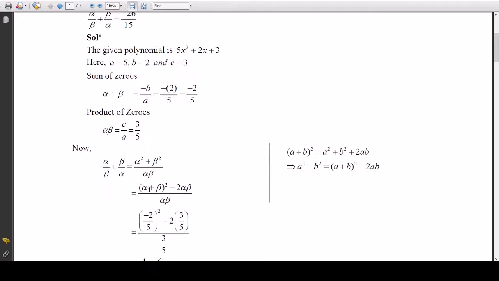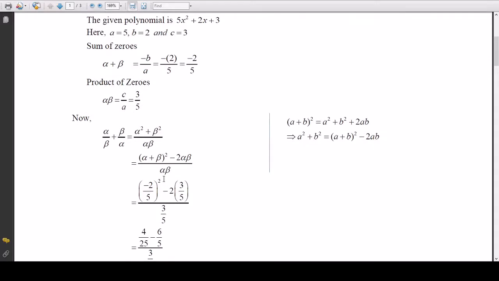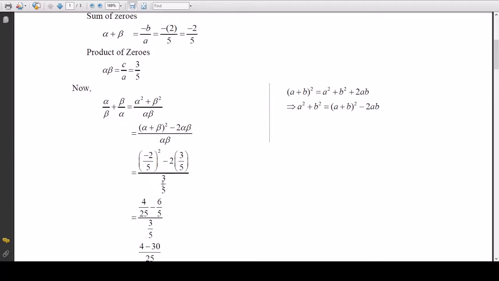Now here we'll substitute the value of sum and product of zeros. Sum is how much? Minus 2 by 5 whole square minus twice the product of zeros. Product of zeros is 3 by 5, divided by the product of zeros, again 3 by 5. Now minus square is plus, 2 square is 4, 5 square is 25. Now minus, here you have to multiply 2 with 3, which is 6 by 5, divided by 3 by 5.